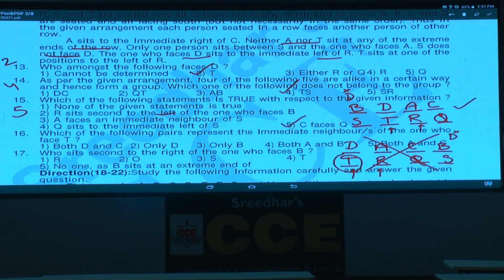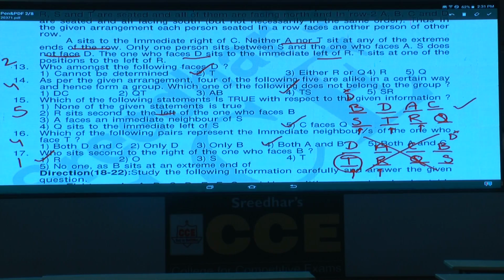Then 16th one, which of the following pairs represent the immediate neighbors of the one who faces T? Immediate neighbors of the one who faces T. T and D are facing each other. Immediate neighbors of D are A and B. A and B, both A and B, that is choice 4. 16, it is choice 4. Then coming to 17th one, who sits second to the right of the one who faces B? Now, the person who is facing B is S. Second to the right of this S is whom? R. R, that is given in choice 1.